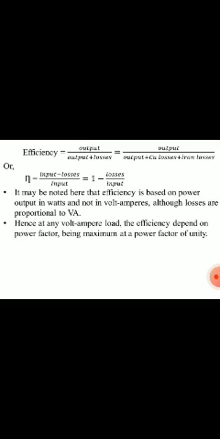So here we can write the formula: efficiency, represented by eta, is output divided by output plus copper losses plus iron losses. Or we can write input minus losses divided by input. When we solve this, we will get 1 minus losses divided by input. It may be noted that the efficiency is based on power output in watts and not in volt amperes, although losses are proportional to volt amperes.